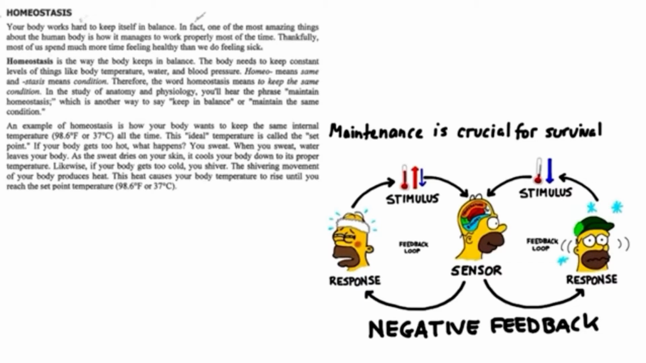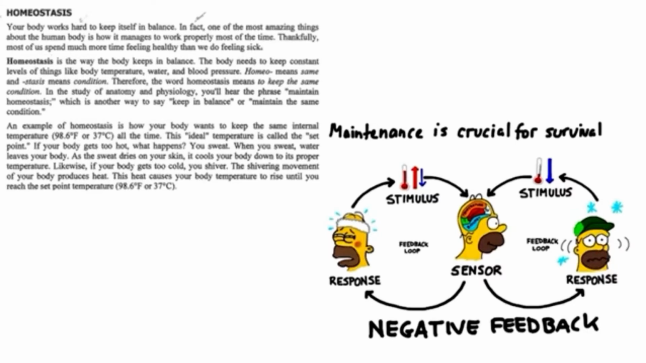Homeo means same, and stasis means condition. Therefore, the word homeostasis means to keep the same condition. In the study of anatomy and physiology, you will hear the phrase maintain homeostasis, which is another way to say keep in balance or maintain the same condition. An example of homeostasis is how your body wants to keep the same internal temperature, 98.6 degrees F or 37 degrees C, all the time.